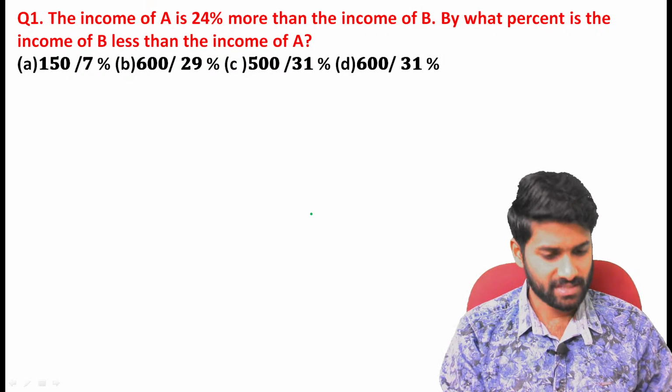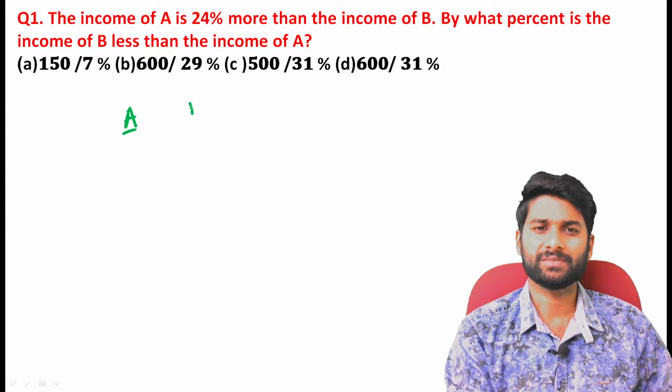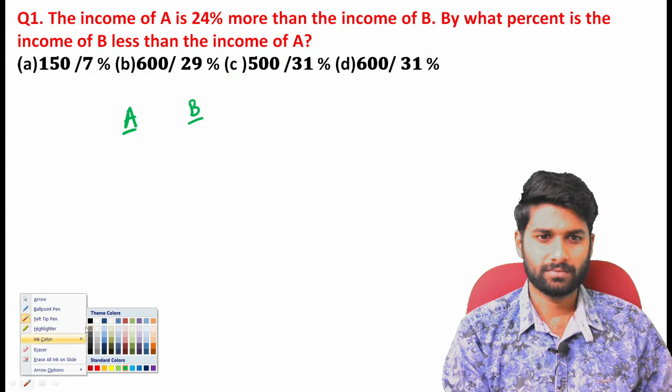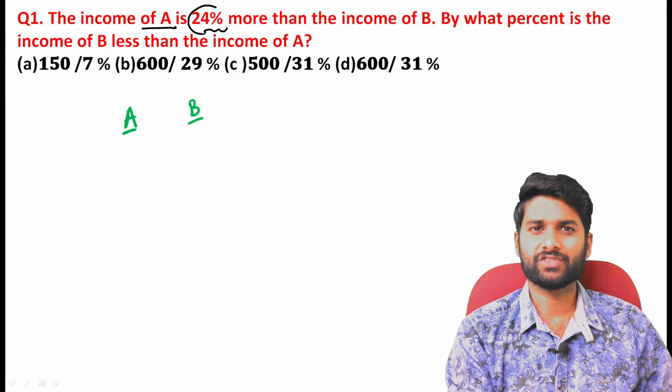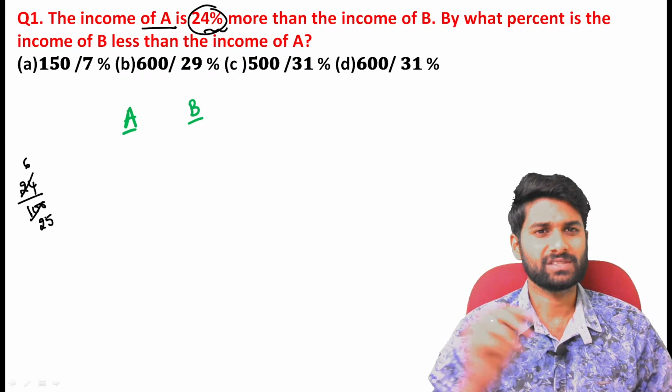See, there is a comparison between two persons, person A and person B. Income of A is 24% more. First focus on the 24%. What is the value of 24%? 24 by 100, and we already know 4 sixes are 24, so 6 by 25. This is the value.